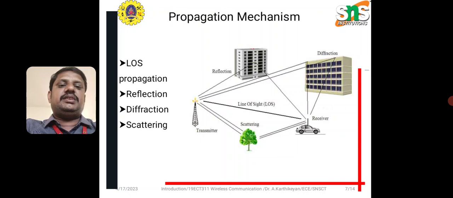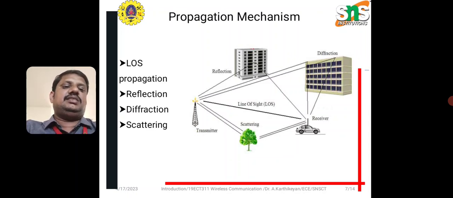These are the propagation mechanisms: LOS propagation, reflection, diffraction and scattering. These are the main things. LOS, line of sight, is nothing but the direct path from one host to another host, the same line, transmitter to receiver without any obstacles. Reflection means the signal reaches a particular part of the destination and then reflects in some other direction.